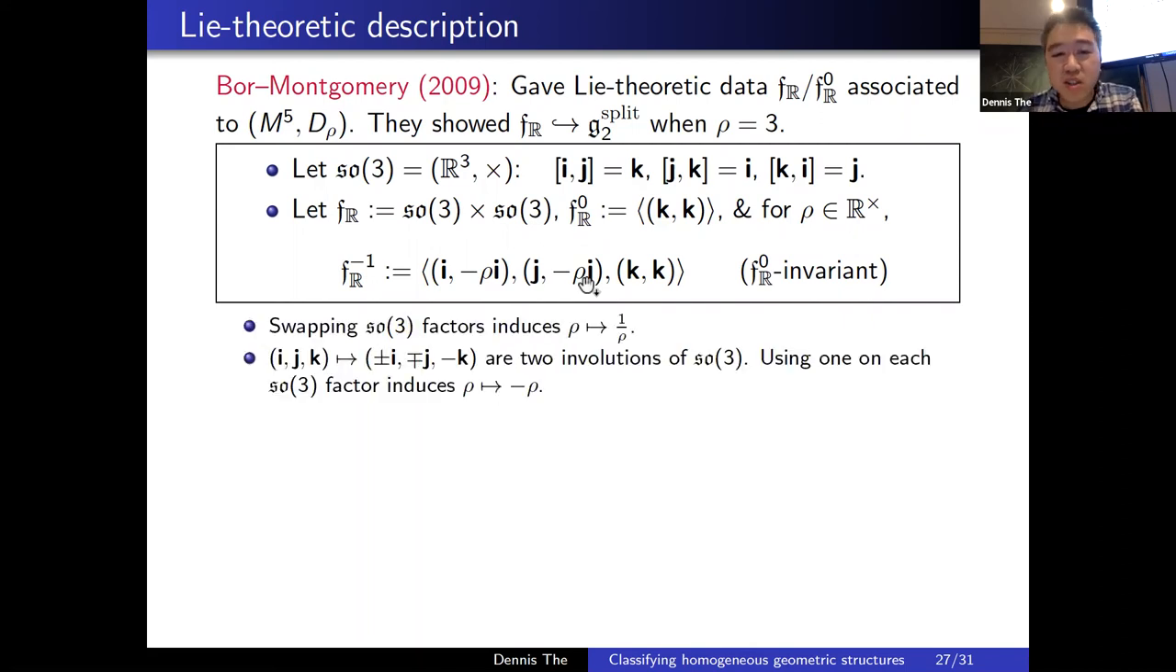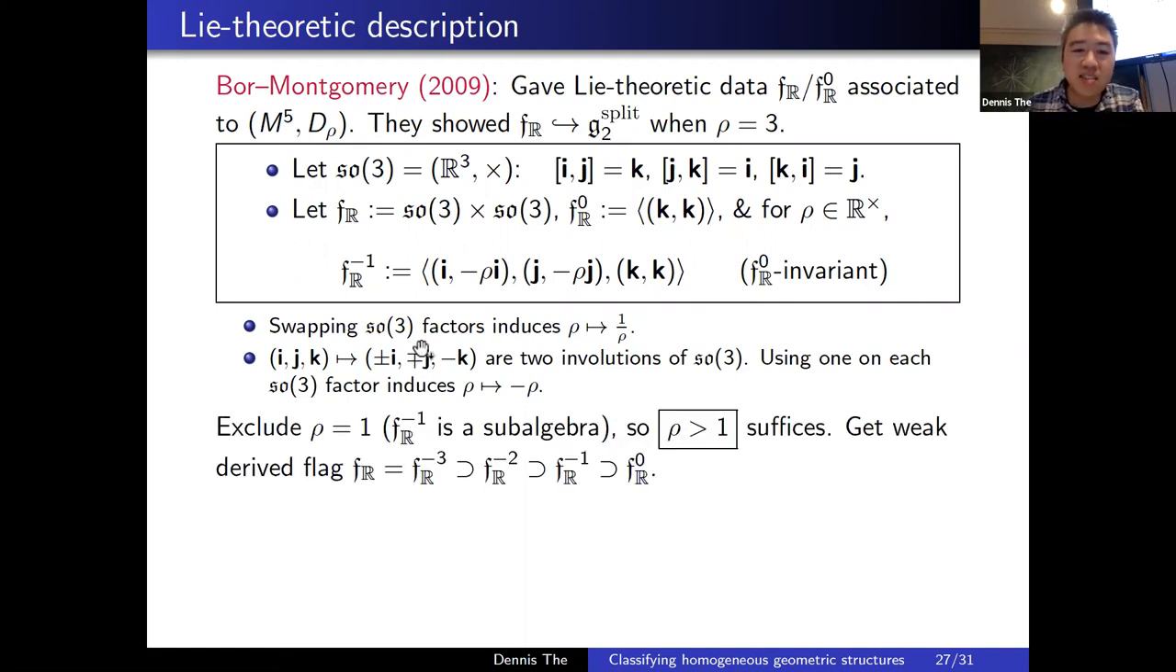Okay, but let's notice some discrete symmetries. If we swap the SO3 factors, and then rescale to get the generator in this form, that induces an involution on the parameter level, rho going to one over rho. Also, there are two involutions of SO3 that I give right here, using one on each SO3 factor induces a flip of the parameter. So I don't need to consider negative rho, and I of course can induce this flip so that you could assume that rho is greater than or equal to one. Rho equal to one, you don't need to consider that case, because in this case, you do not get a 2, 3, 5. The f minus one level gives you a subalgebra. Okay, so rho greater than one suffices.